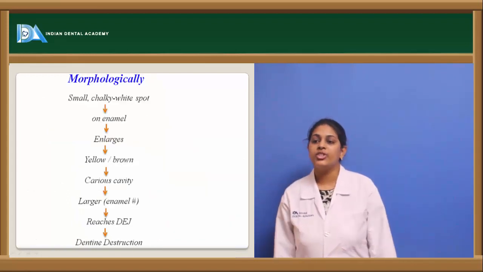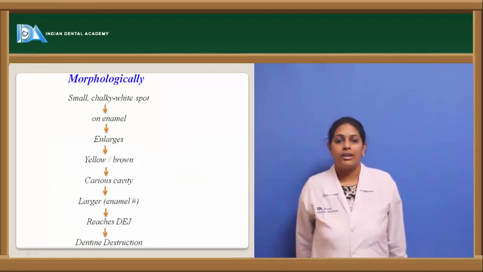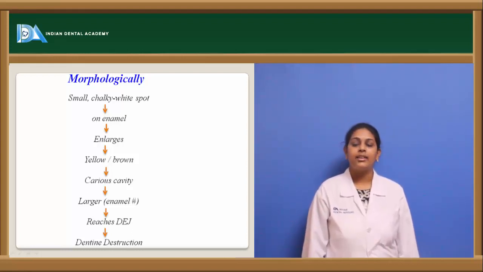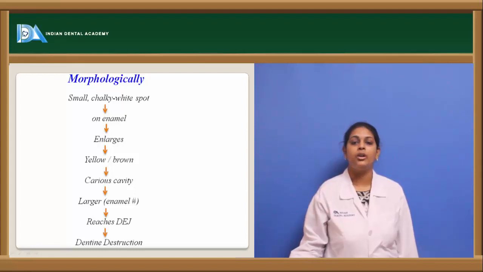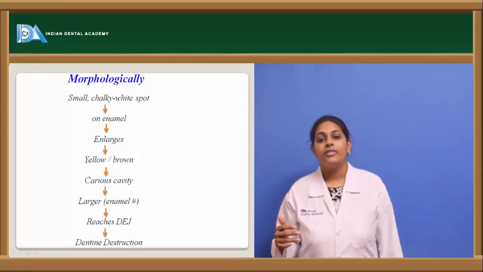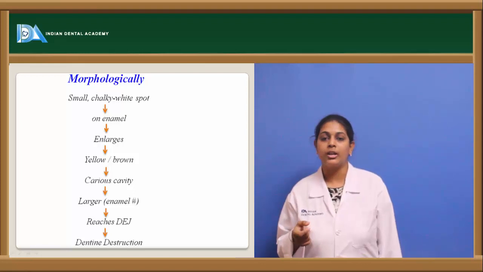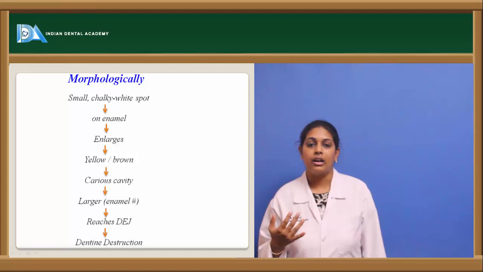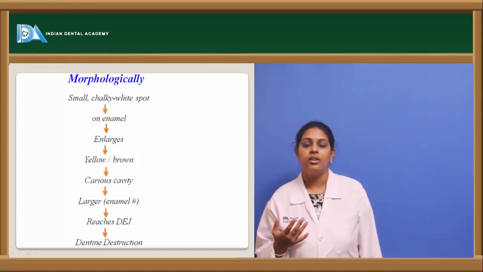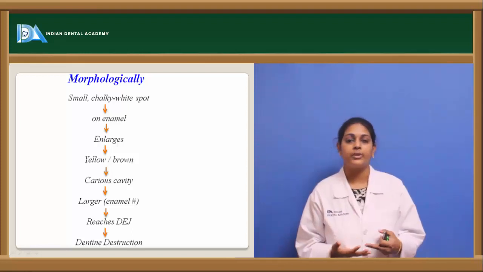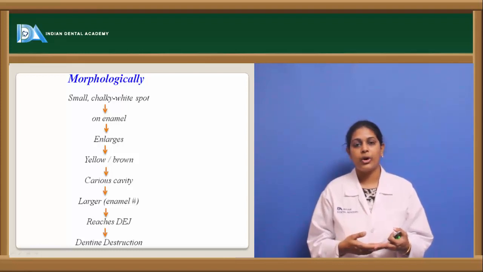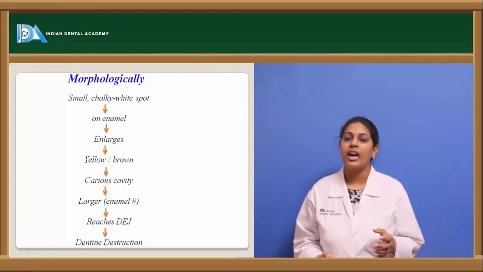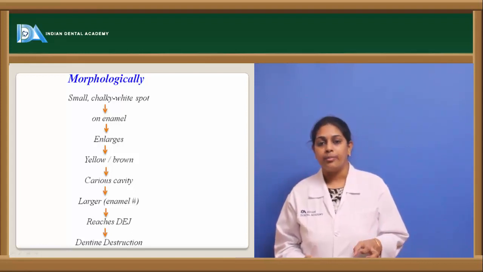Morphologically, the changes we see clinically in the initial stage of a caries attack are the formation of a small chalky white spot on the enamel. This small lesion might enlarge in size and result in progressive changes in color. That is, it might turn yellow or brown because of the continuous activity of the refined carbohydrates with the saliva and the acidogenic bacteria, resulting in the formation of a cavity in the tooth structure.